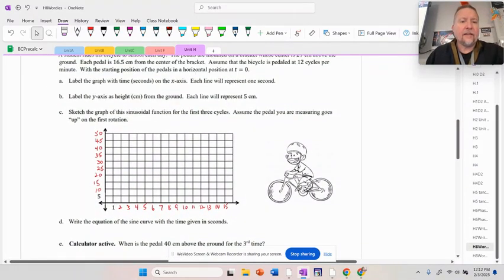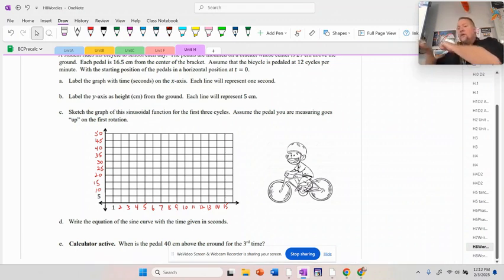Okay, so I did that, labeled the X and Y axis. Sketch, assume the pedal you are measuring goes up on the first motion. So if you read this, the pedals are starting in a parallel horizontal position, and then our pedals go like this. One goes down, one goes up. We're concentrating on the one that goes up first. Got it? Okay, so what's the midline distance?